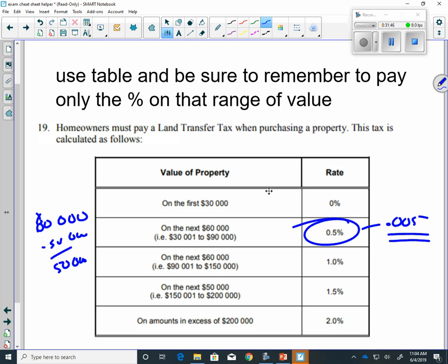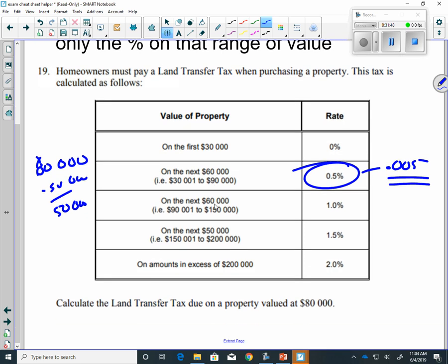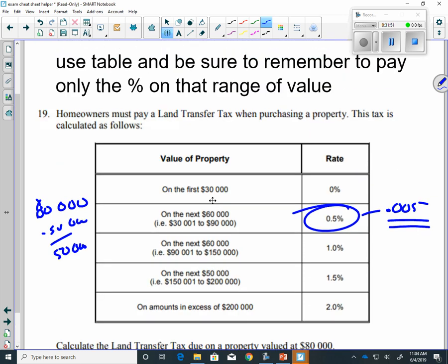If you're not sure what's going on here, make sure you ask Mrs. P or myself. You can't write all that down, but just a reminder, you have to separate it. You pay 0.5% on the next 60,000. Anywhere between 90 and 150, you pay 1%, much like income tax, by the way.